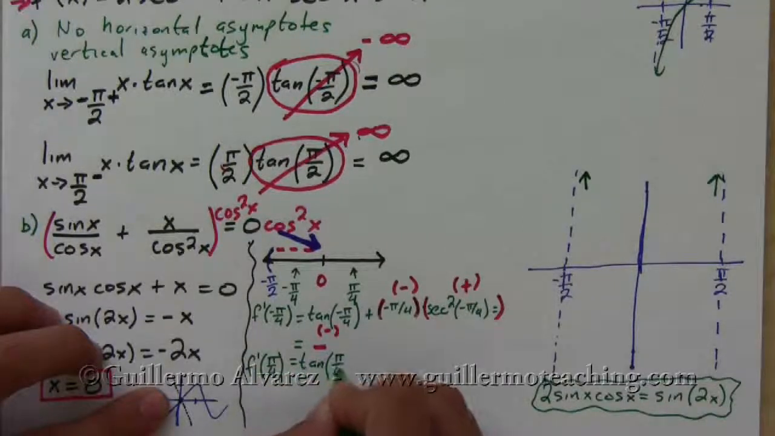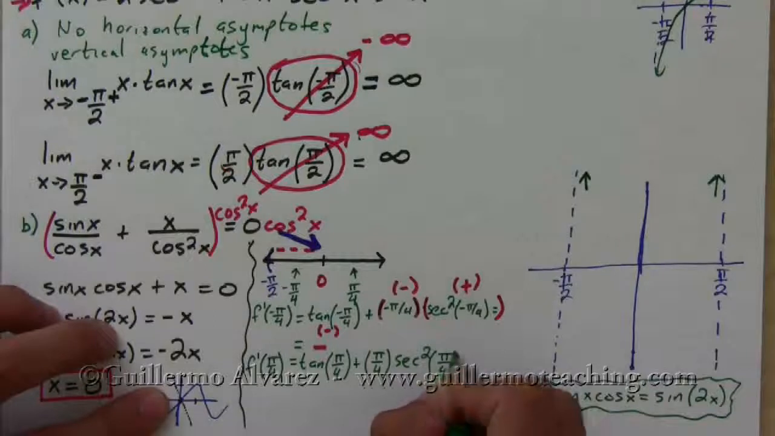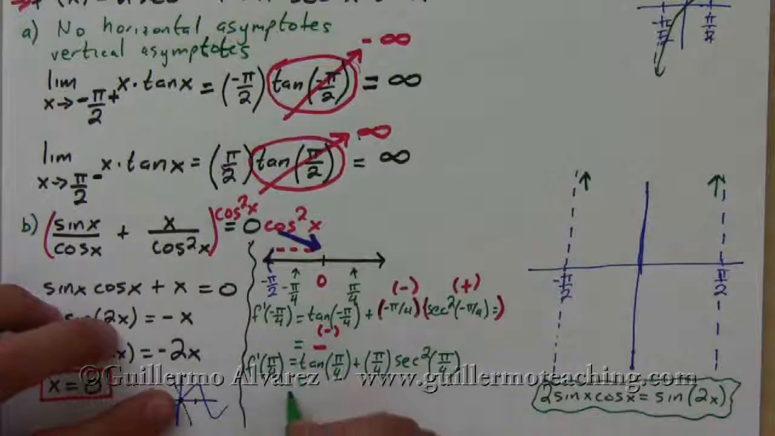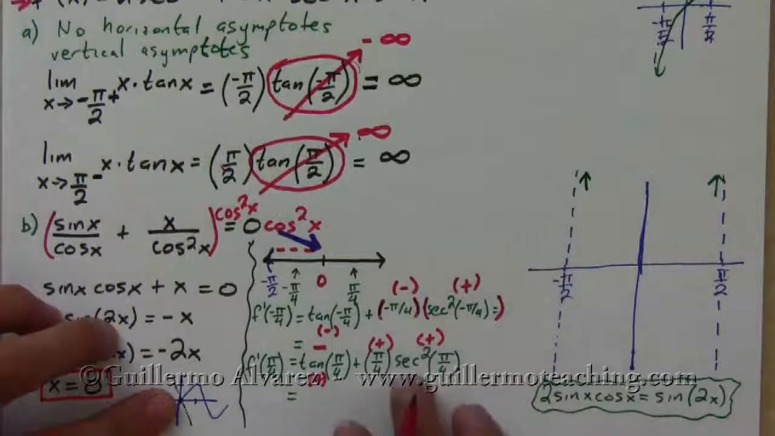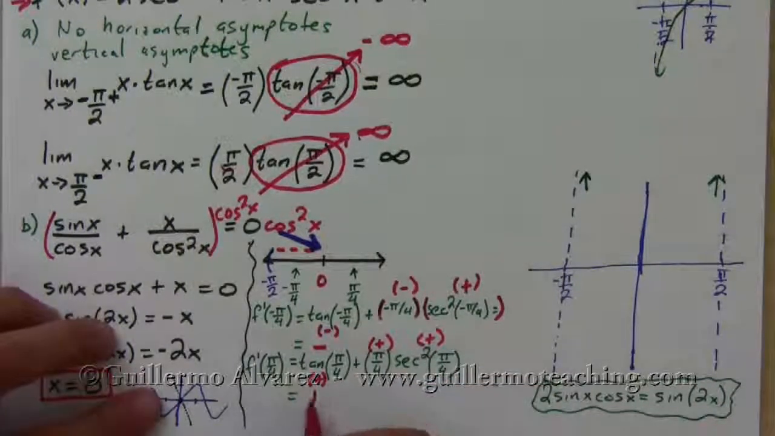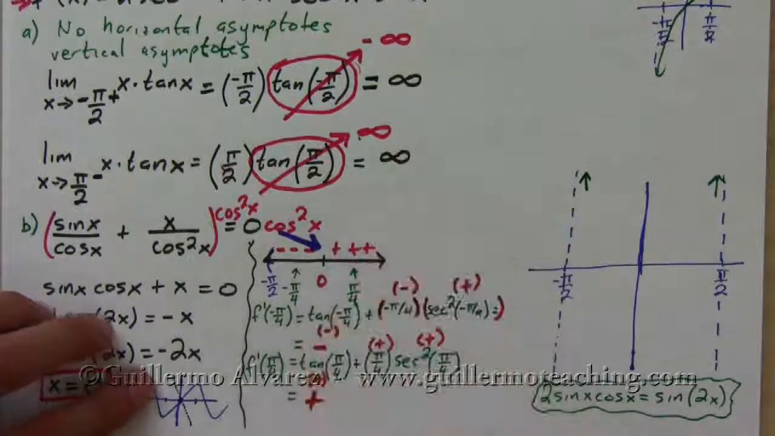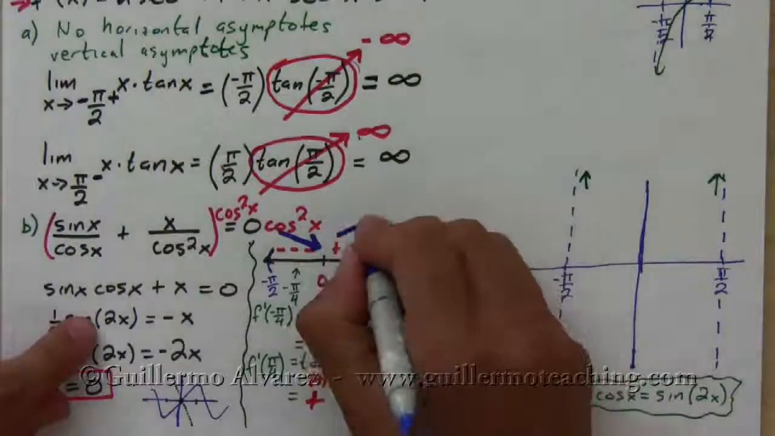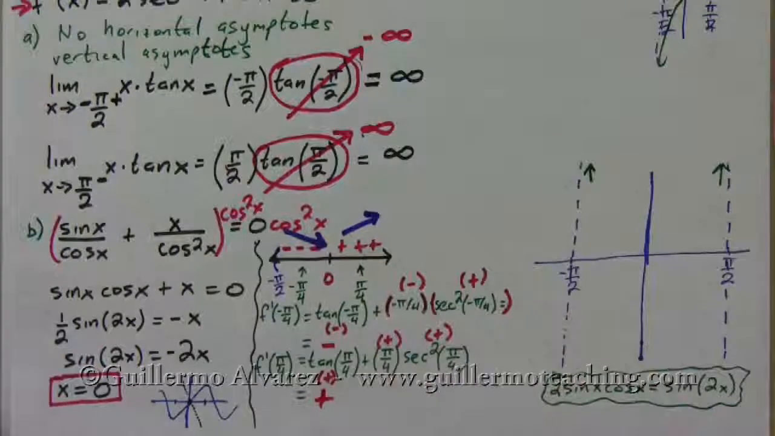Okay, and then we can plug in pi over 4 into the same thing. Tangent of pi over 4 plus pi over 4 times secant squared of pi over 4. Again, I can just take a look at the signs here. Tangent in the first quadrant is positive. This guy is obviously positive, and secant squared is going to be positive no matter what. So I'm adding a bunch of positive numbers. This tells me that my function is going to be increasing.